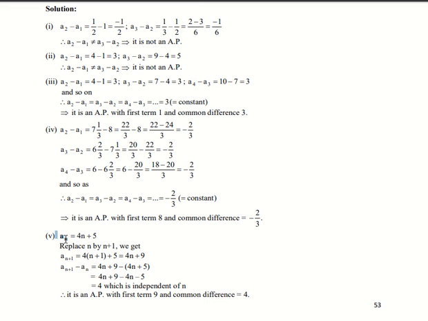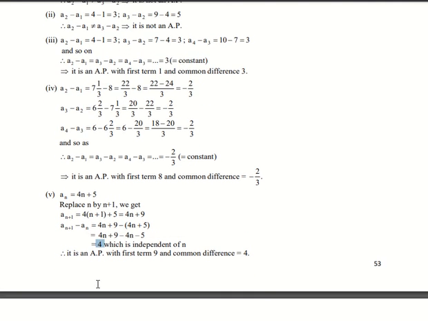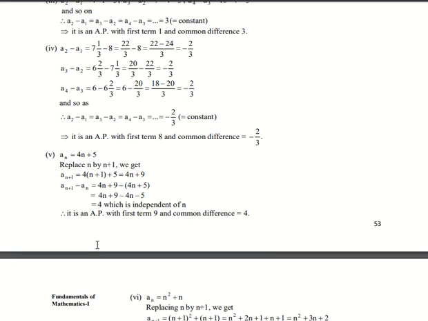Since in this case they are using n plus 1, we calculate an plus 1, which comes out to be this, and this is an. Now an plus 1 minus an gives you a difference of 4, which is a constant. You have to realize this fact: if the difference between two terms in such questions comes out to be constant, that means it is independent of n, because there is no dependent variable here. So it is independent of all the variables, therefore it is an AP.